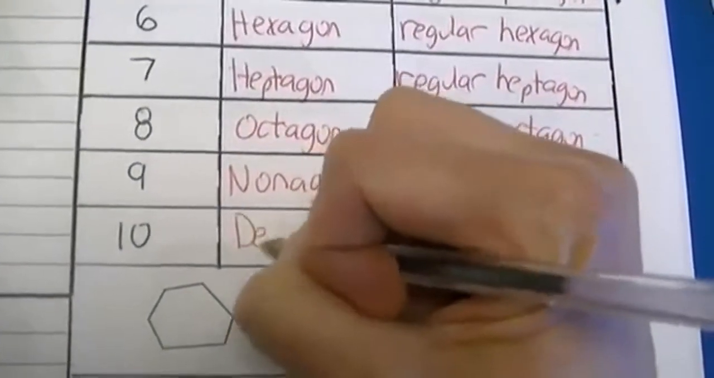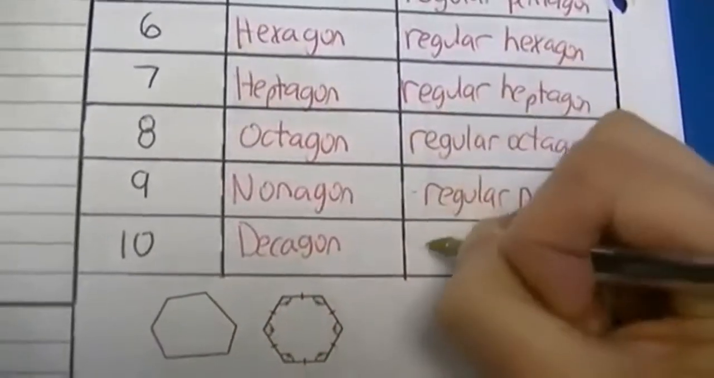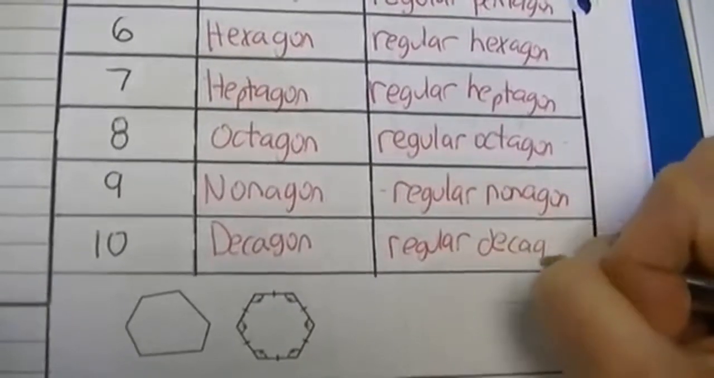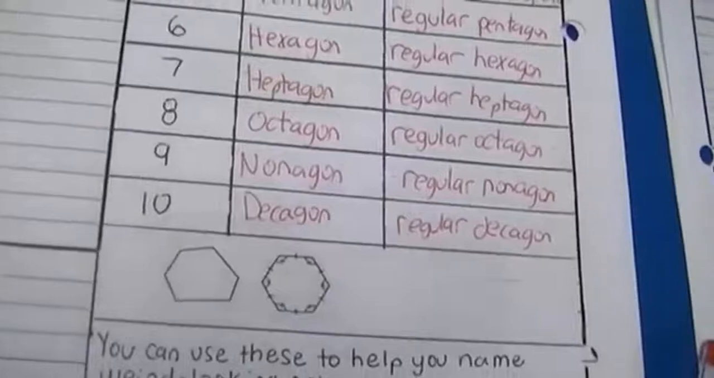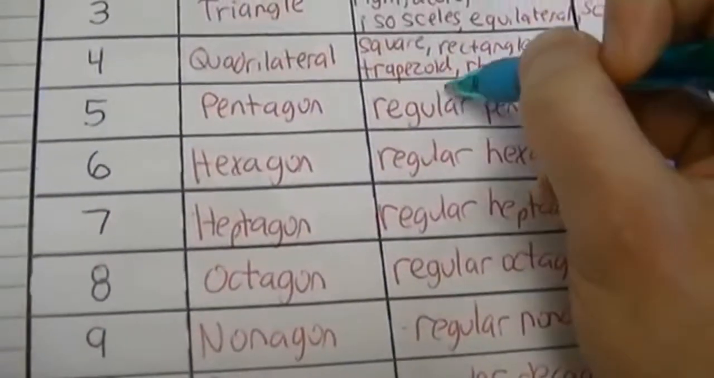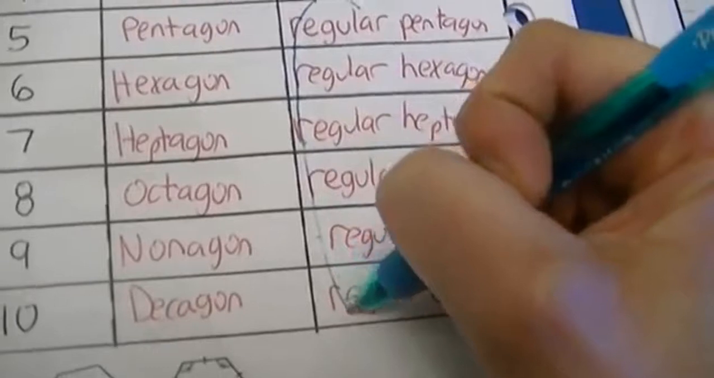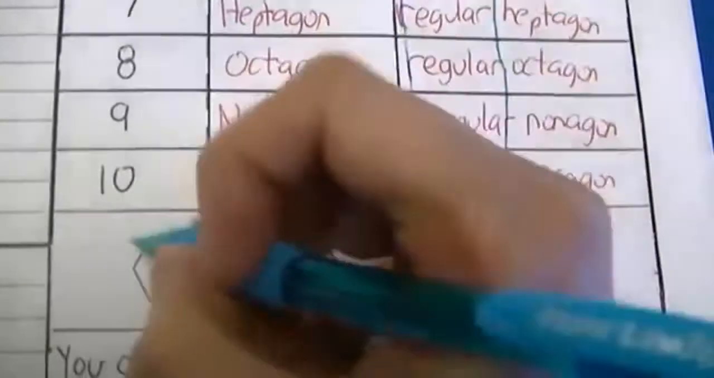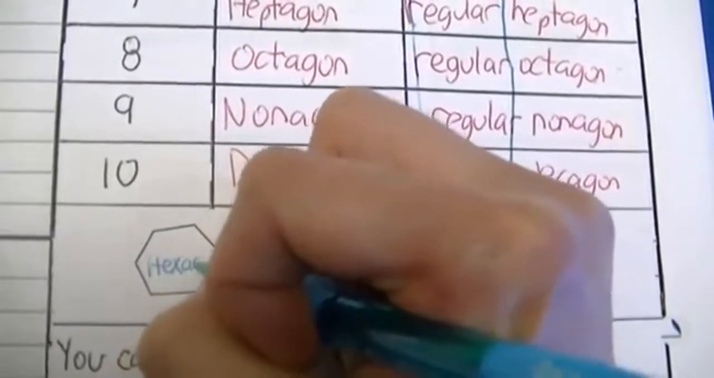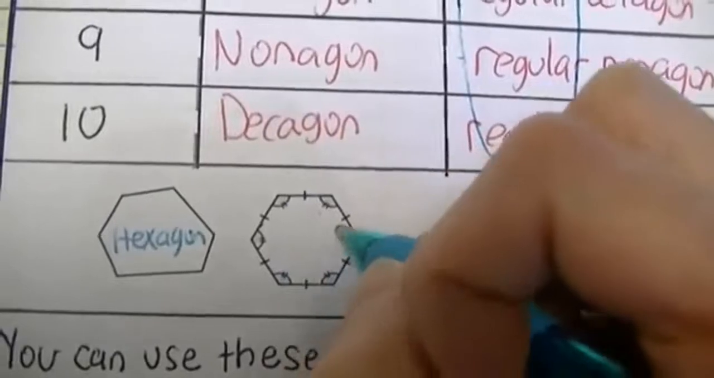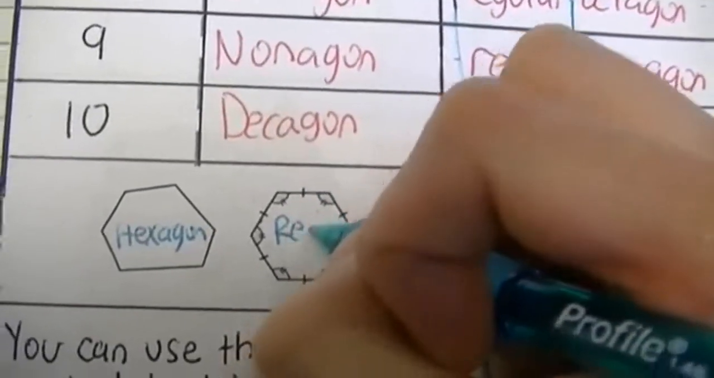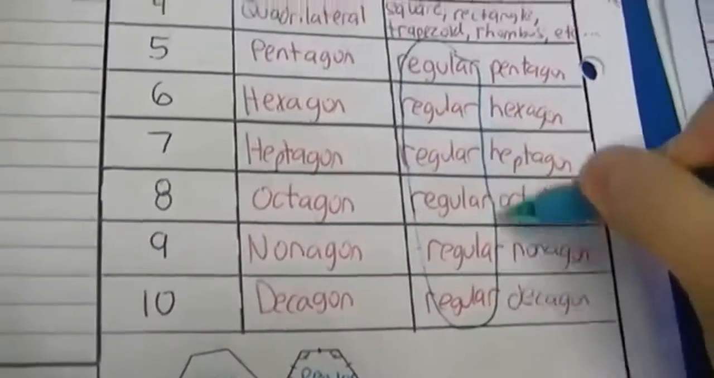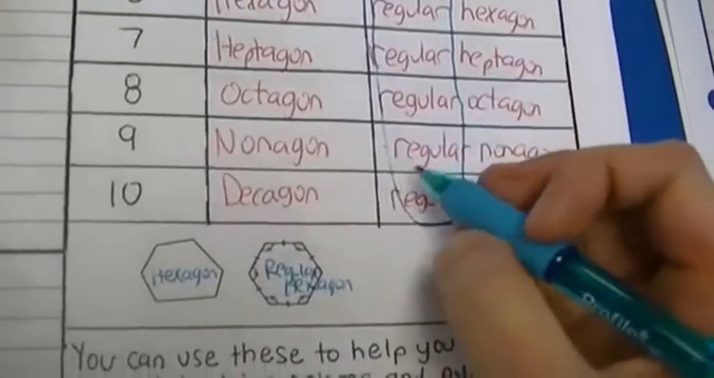Okay, 10-sided is a decagon. Okay, so now is where I'm going to explain to you what this regular thing means, okay? Actually, before I do that, I'm going to ask you what this is called. This is called a hexagon. And this right here, it's also got six sides, but this one's called a regular hexagon. So I think you can maybe kind of come to a conclusion about what regular means, okay?